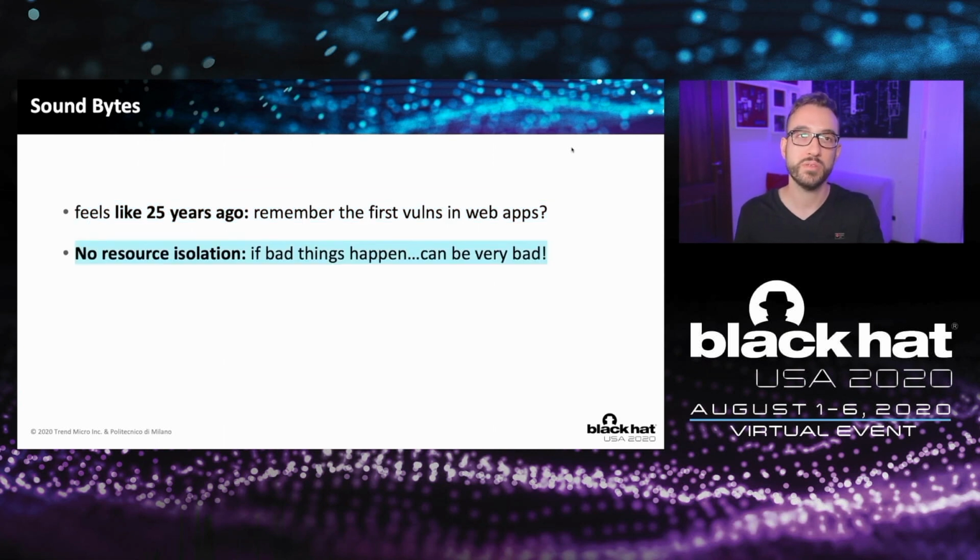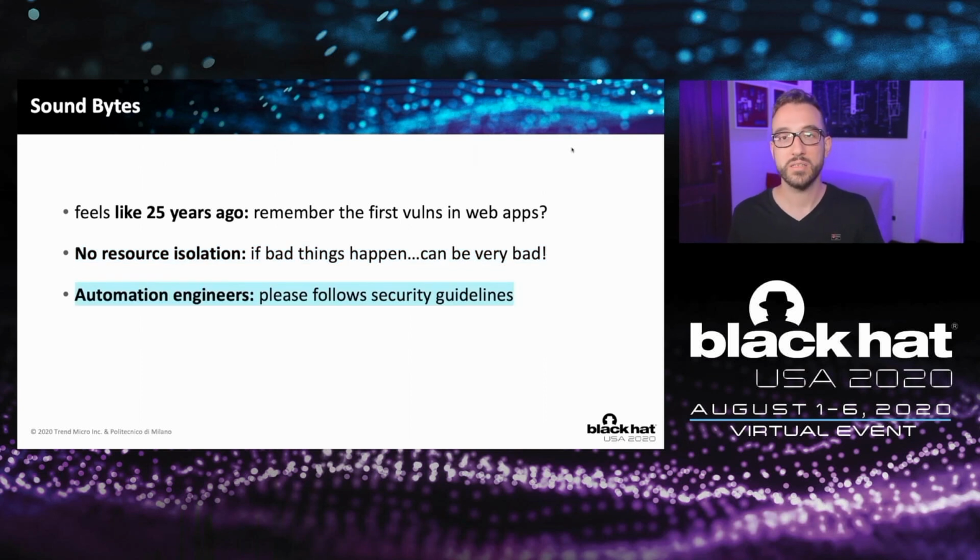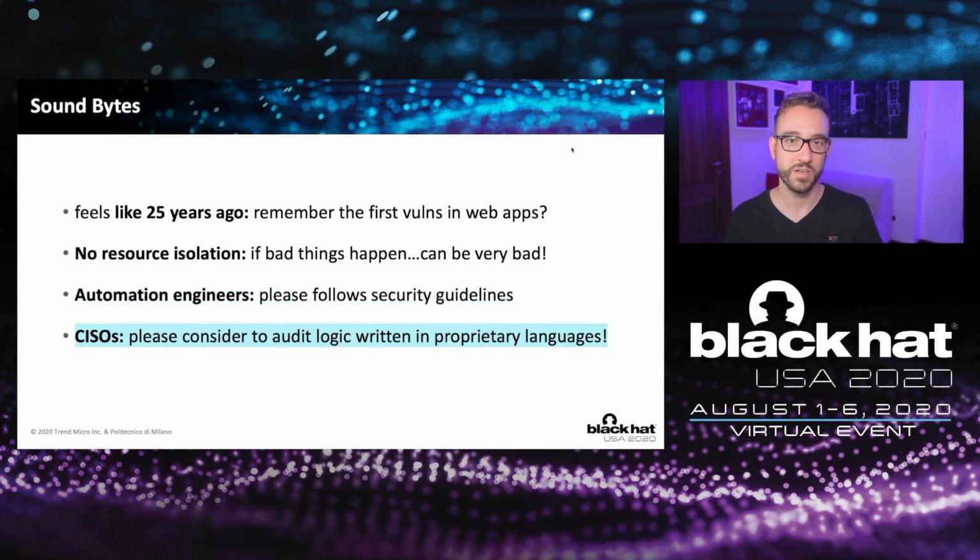Secondly, the most important point is resource isolation. I want to stress this one. It is important that the future languages include some ways to differentiate between security-sensitive and non-security-sensitive instructions, so that the runtime can decide what to do at execution time. Third, we ask automation engineers to please read through the security guidelines that we're going to release as part of our research paper. And last, security officers, please start to think about including these weird and custom languages as part of your code review activities.